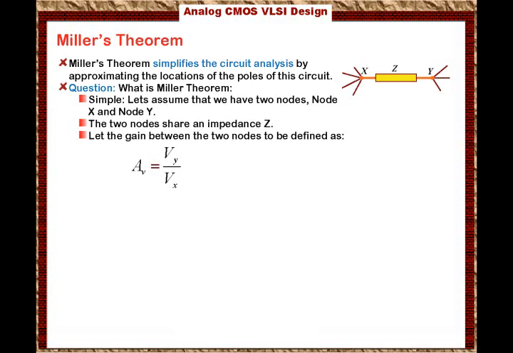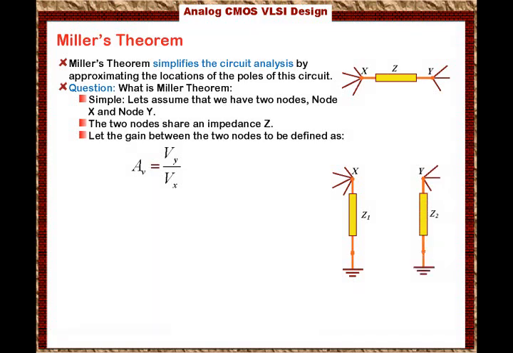Then the network has an equivalent network as shown here. What's the equivalent network of this circuit? Well, what we'll do is we will say that this impedance Z at node X, at the input, we will see it as Z1. So basically node X will only see Z1 going to ground. And node Y will only see Z2 going to ground.